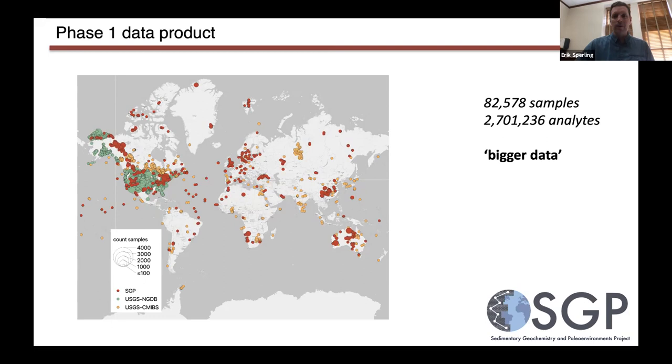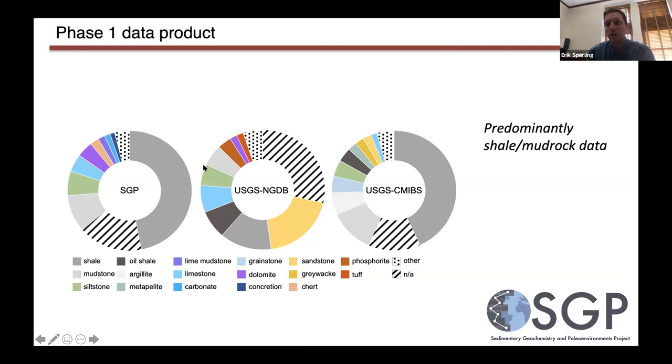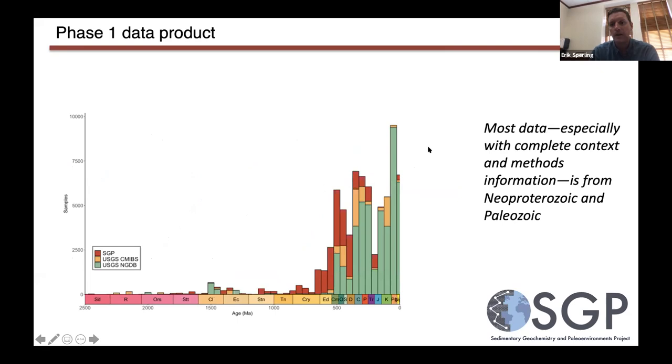In our phase one data product, we've primarily focused on shale and mudrock, which is the lithology that some of the founding members primarily worked on. So you can look here, the SGP direct entry, all of this are fine-grained clastics, and most of the USGS critical metals and black shale data are as well. And it's primarily focused on the Neoproterozoic and Paleozoic, which was the goal of our phase one as we were getting this consortium off the ground.